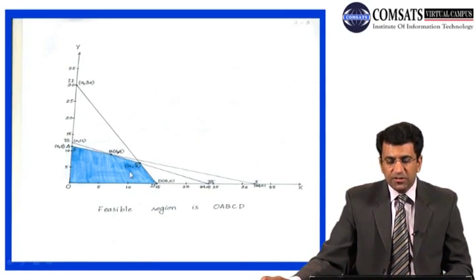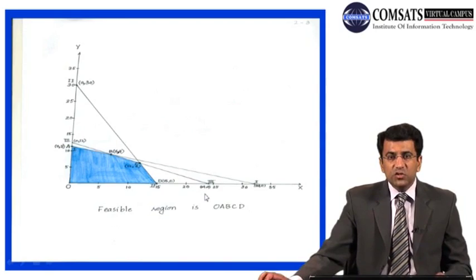The next point is C, that is this particular point within the feasible region, which is actually the intersection of this line 2 and this line 3. So point C is the intersection of line 2 and line 3, and we will solve again the equation 2 and 3 in order to find that particular point C on this graph.